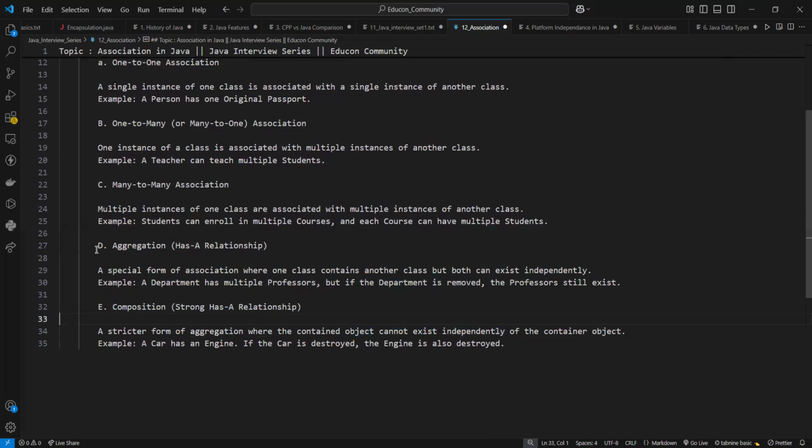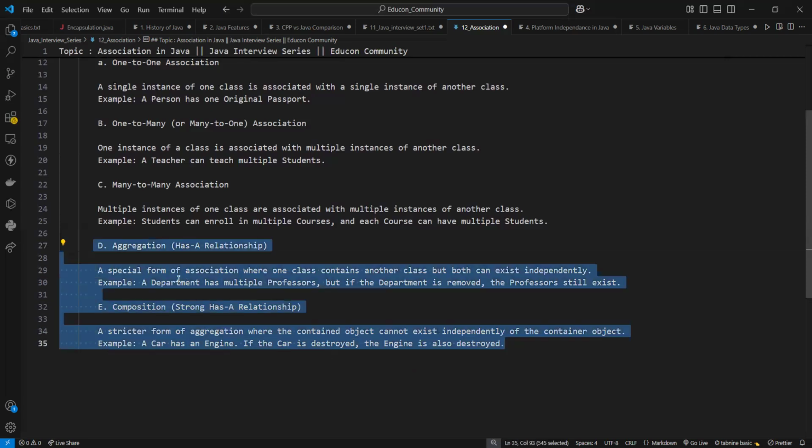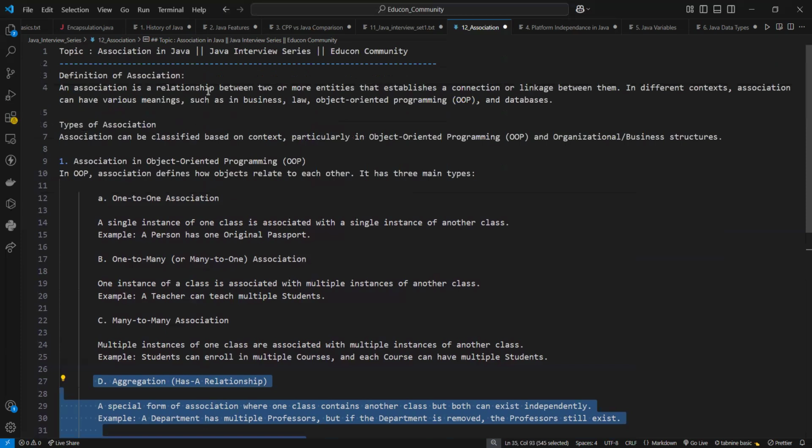In terms of scope, for aggregation the parent objects and child objects are independent. But in composition, the death of the parent object also means the death of its children. Aggregation is a weak relationship and composition is a strong relationship. I have given examples also. These are the main fundas for association.